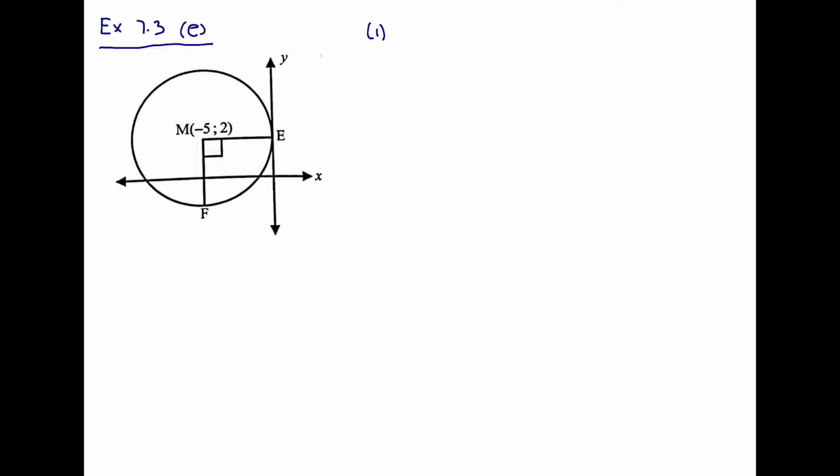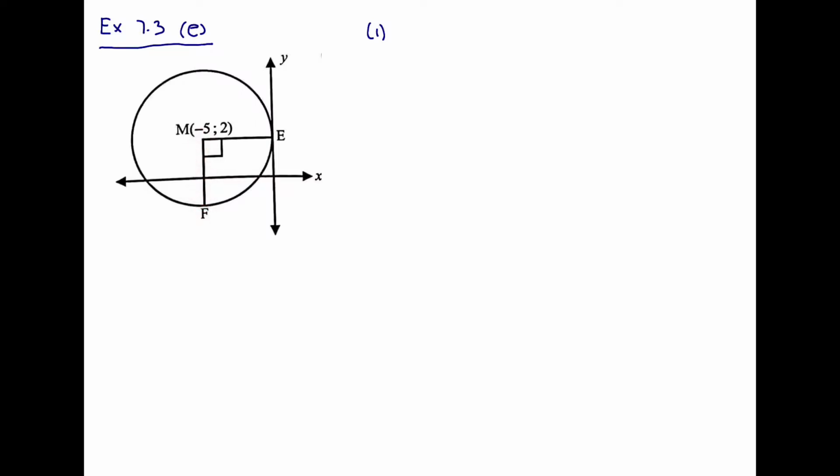Okay, so it should make sense to you that because there's a right angle here, and because this line is touching the point at which the circle touches the y-axis, it means that this is a horizontal line. It's parallel to the x-axis. And this line, because it's at 90 degrees, is parallel to the y-axis.